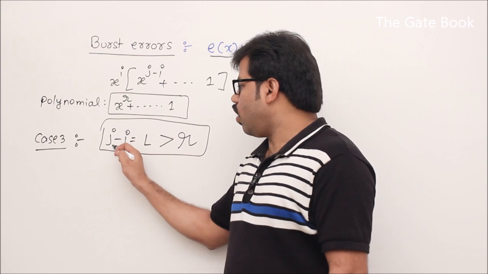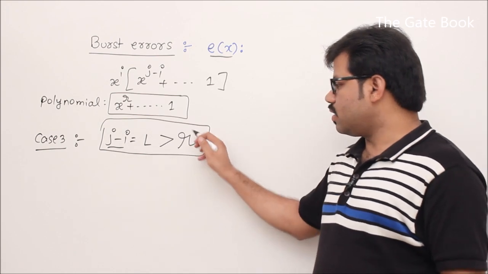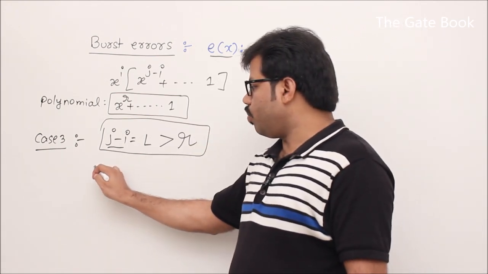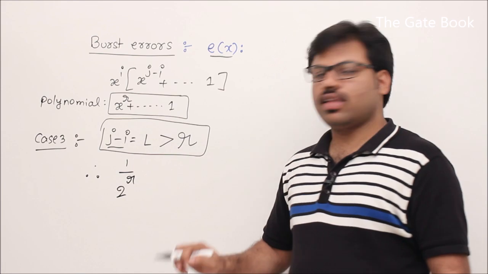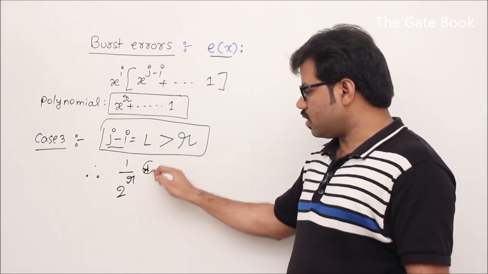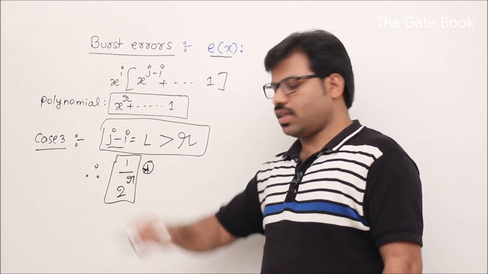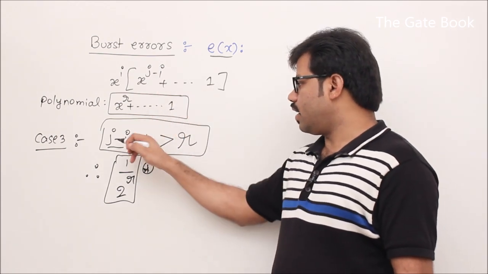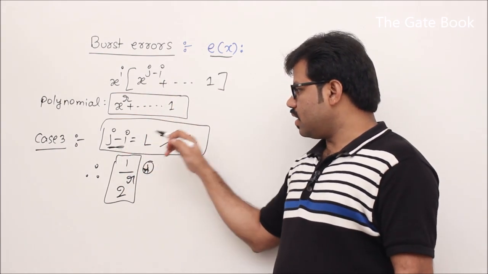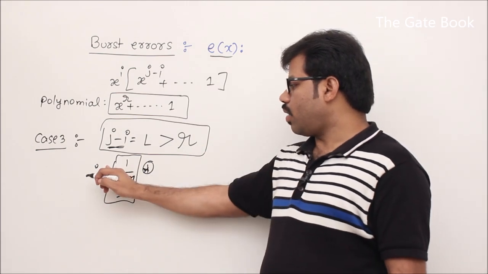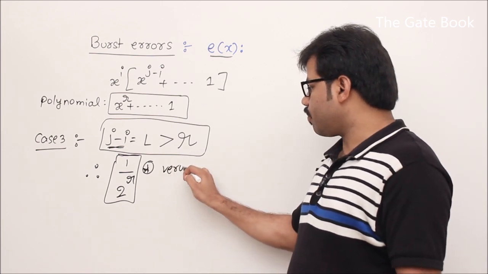Now the third case is, what if your j minus i, which is nothing but almost the length of the burst, is greater than r, the degree of the polynomial? It is very difficult to prove, but the probability that we cannot detect the error is 1 by 2 power r for all those cases. So just remember it as a result, because it is very difficult to prove. Whenever j minus i is greater than r, the probability that we cannot detect the error is 1 by 2 power r, which is very rare.